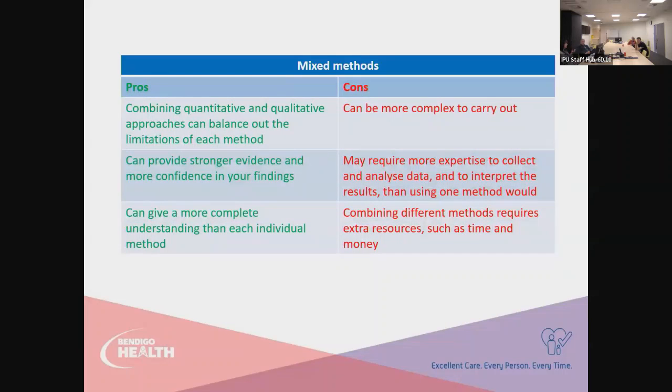And then, of course, mixed methods combines the pros and cons of each, I suppose. The pros are that combining the quantitative and qualitative approaches can balance out the limitations of each method, can provide stronger evidence and more confidence in your findings, and gives a more complete understanding than each individual method. But the cons, of course, are that it can be more complex to carry out because you're being a quantitative and qualitative research methodology expert, really. So it does require a bit more expertise to collect and analyse the data and to interpret the results than using one or the other method would. And combining the different methods requires extra resources, such as time and money, of which we're usually time and money poor.